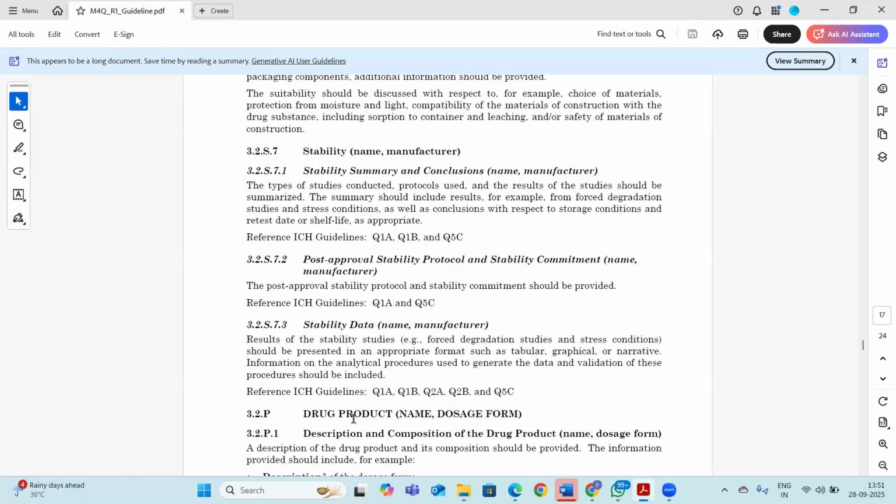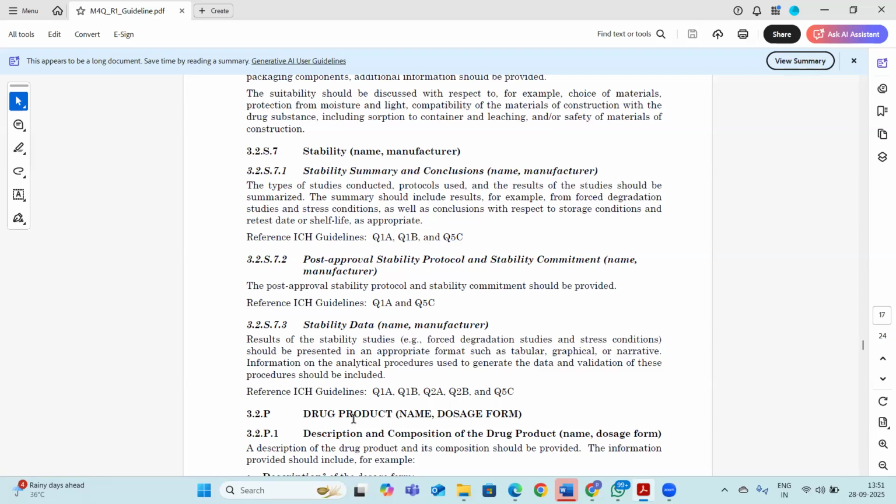And the last is your stability data, where you are submitting results of the stability studies, for example, forced degradation studies or stress conditions, long-term studies, etc. These should be presented in an appropriate format such as tabular, graphical, or narrative, and the information on the analytical procedure used to generate the data and validation of these procedures should also be included.